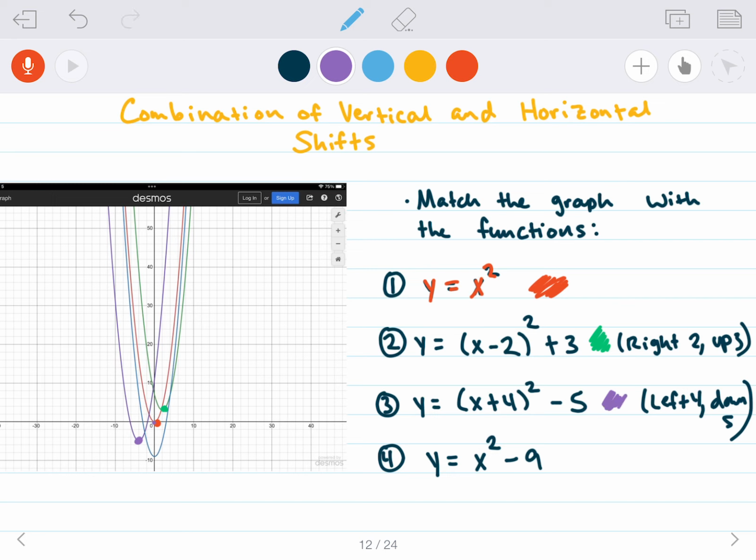And finally, the blue one has to be x squared minus 9. Now we're not shifting it horizontally, we're only moving it vertically, right? Because the argument is x minus 0. We're not moving it horizontally at all. So this is just down 9 units. And we can see that right here. We are moving the parent function's vertex down 9 units to get this new transformed vertex.